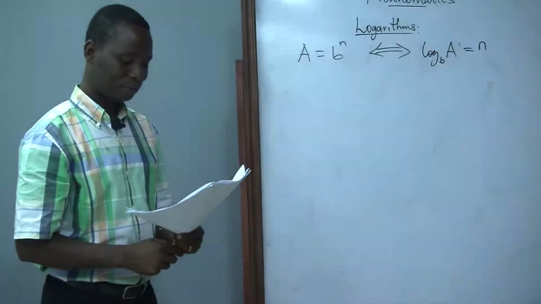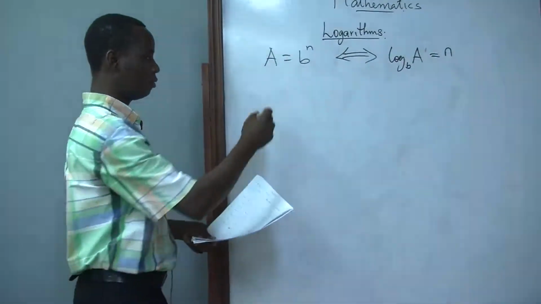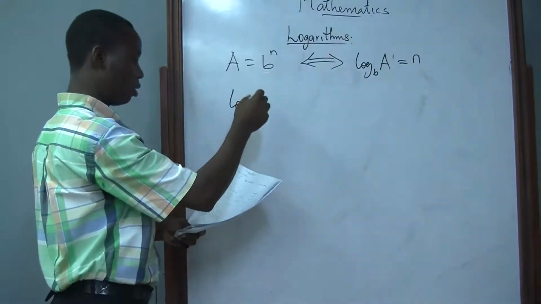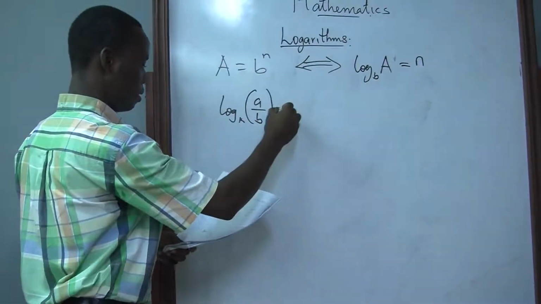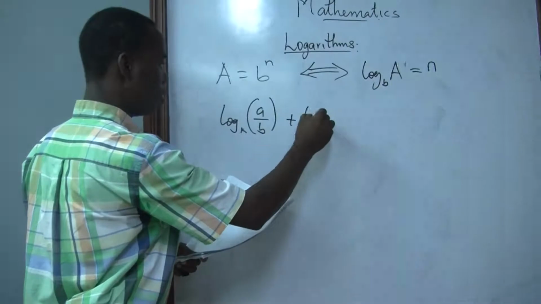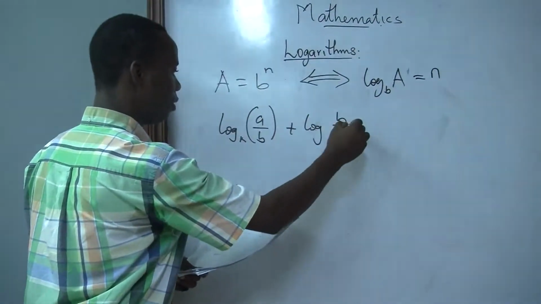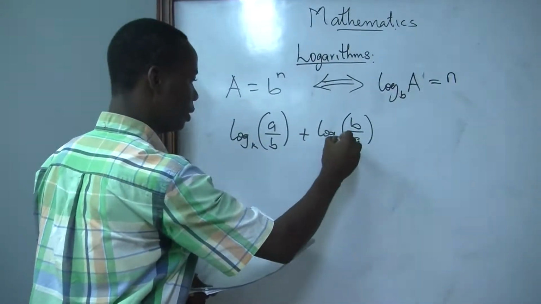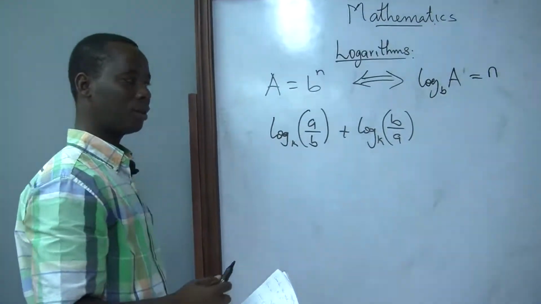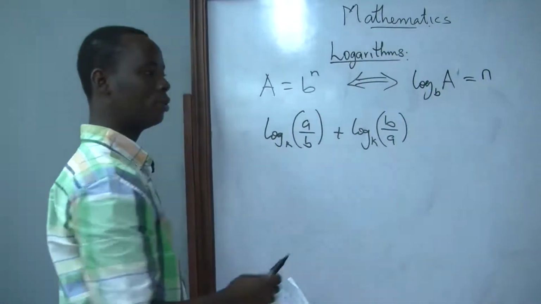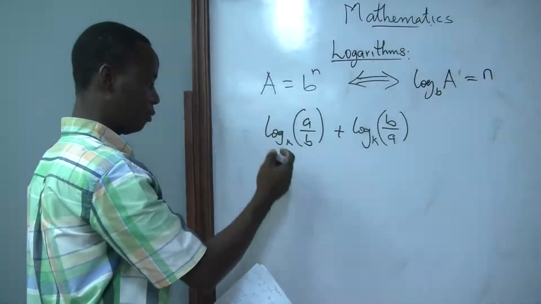Now to the last example for today. We have log a all over b in base k plus log b all over a also in base k. For us to expand this, we'll be using the second law. And let's see what we're going to do.